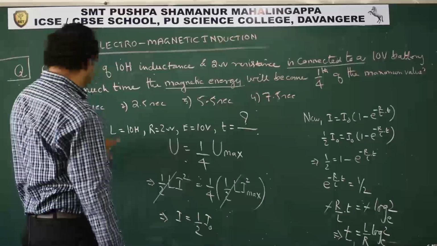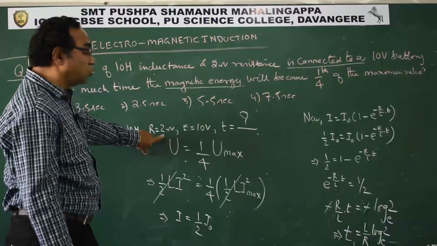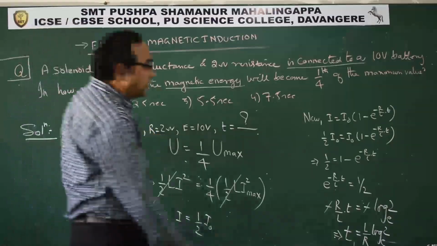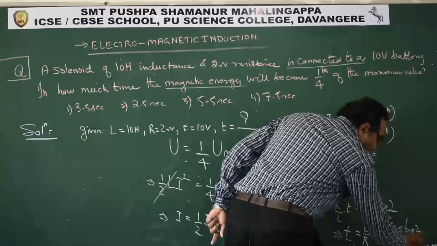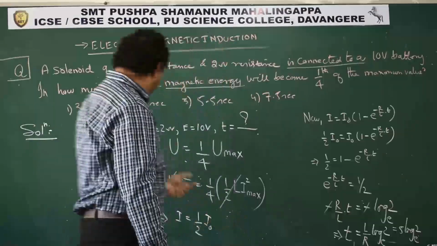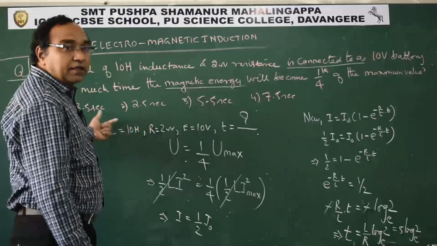How much is L? 10. How much is R? 2. So 10 by 2 is 5. So we get this as 5 log 2. So now the question is, but the choice is here, surprisingly, there is no log term.